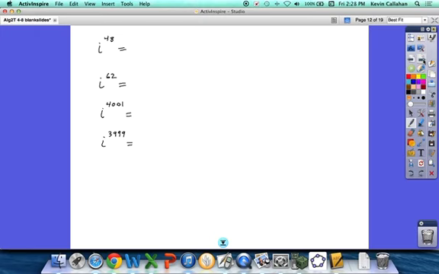Okay, let's see. So here's 4 powers of i. i to the 48. 48 is a multiple of 4, so it should just be 1, because 48 is a multiple of 4. i to the 62nd. Is 62 a multiple of 4? No, but it's an even number. So, negative 1.